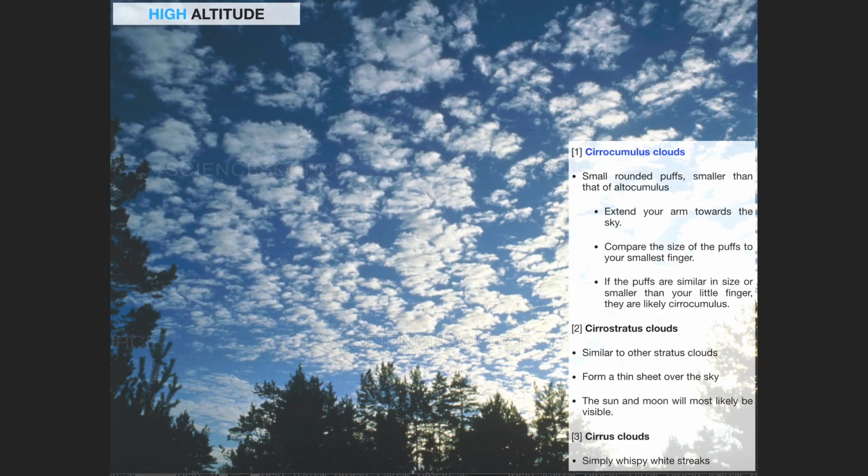Now let's switch gears and talk about the high altitude clouds, the first of which is shown here, the cirrocumulus clouds. These are very similar to the altocumulus and cumulus clouds we saw before, except that cirrocumulus clouds are even farther up. And so they're going to look very similar to the others, being rounded puffs. The way that we can differentiate a cirrocumulus cloud from the other two types of cumulus clouds is to extend your arm upward toward the sky and compare the size of these puffs to your smallest finger, so digit number 5. If these puffs are similar in size or smaller than your little finger, then they are likely cirrocumulus instead of altocumulus or cumulus.